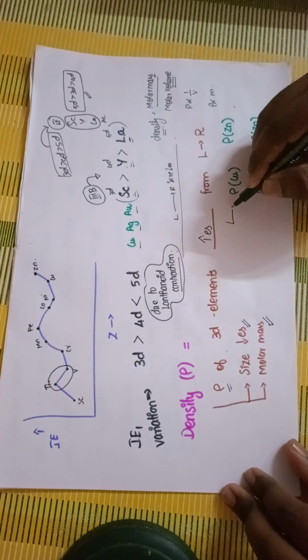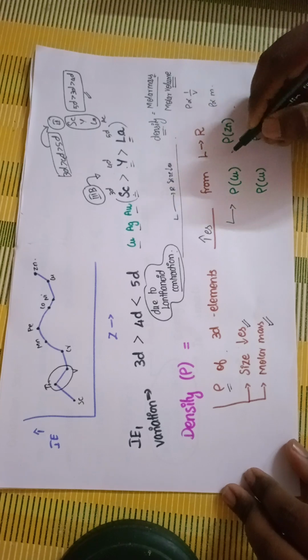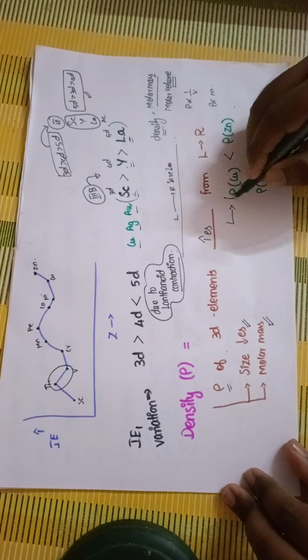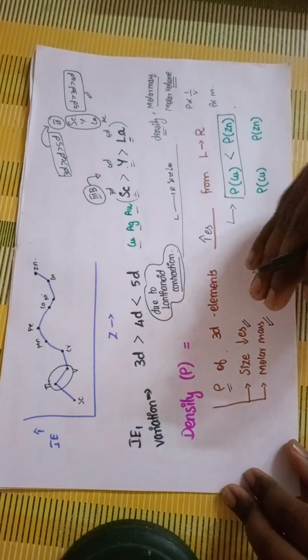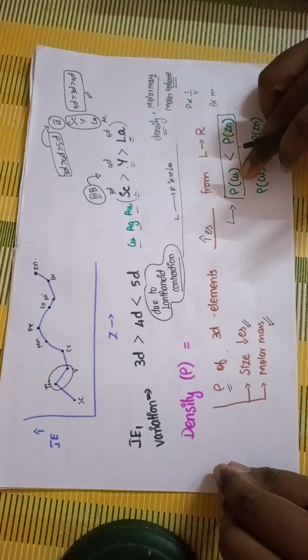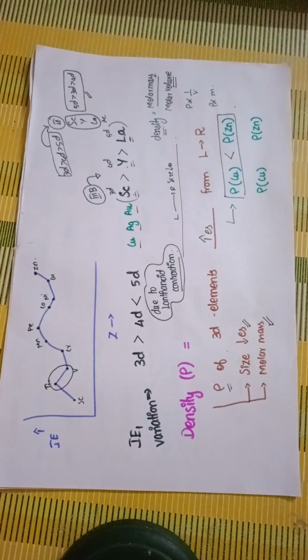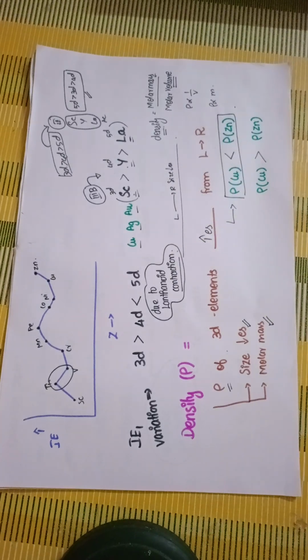If you apply the general trend to copper and zinc, what do you get? The density of zinc should be greater than copper, because from one element to another, density should increase. We are expecting the density of zinc to be greater than the density of copper. But the experimental result is that the density of copper is greater than zinc. Why is this happening?